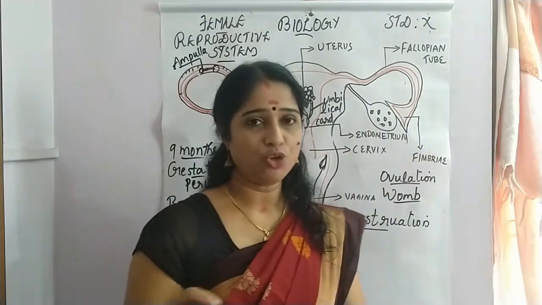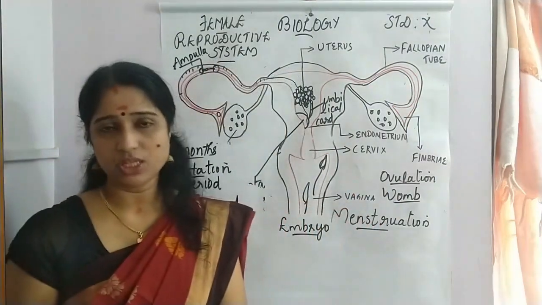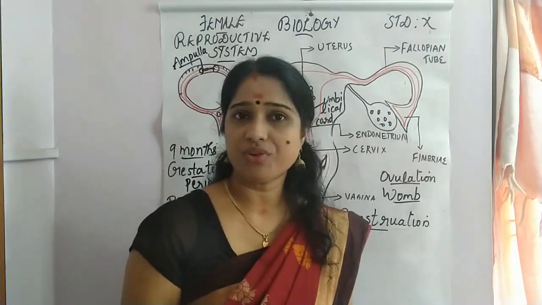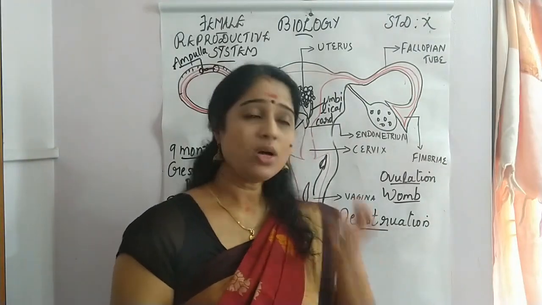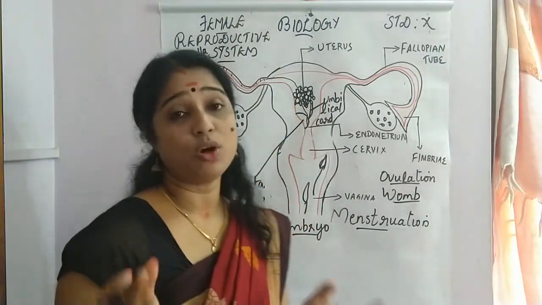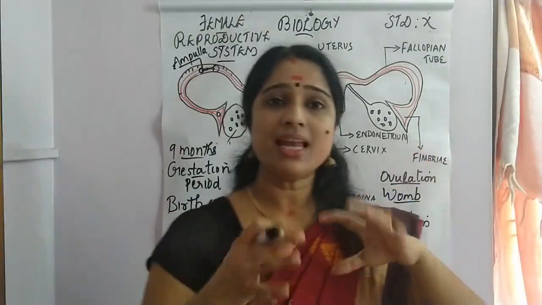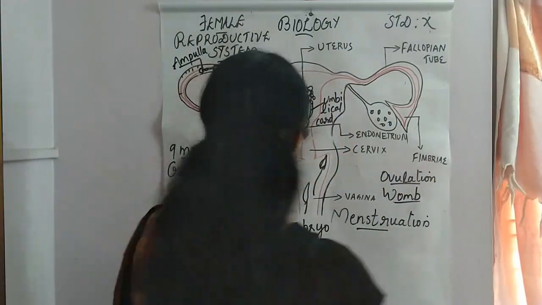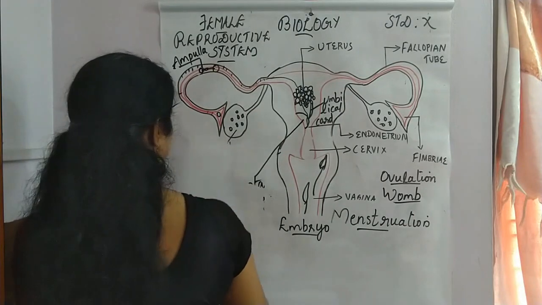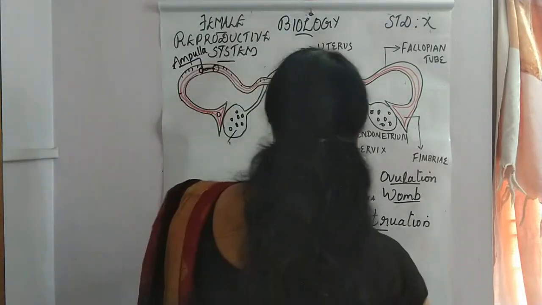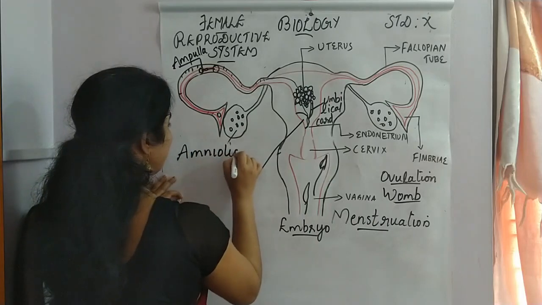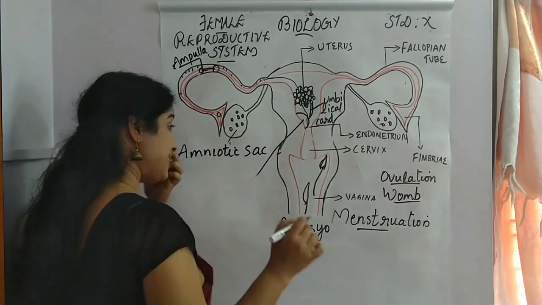After coming out of the mother's body, the baby should cry. You know why the baby cries? Because inside the uterus, the baby is living in a good atmospheric condition. It lives in a sac known as what? The amniotic sac.